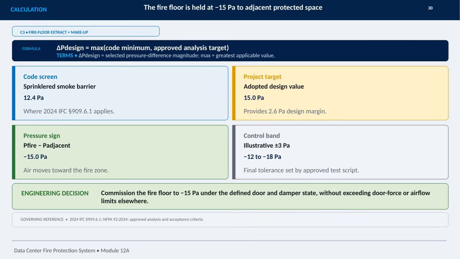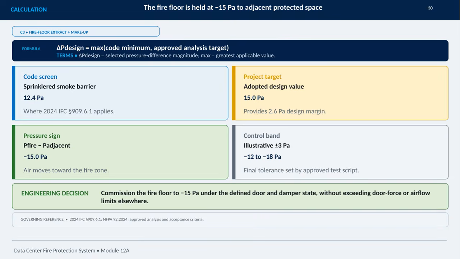This slide defines the pressure calculation for the fire floor extract and makeup system. The key design choice is a fire floor pressure of negative 15 pascals relative to the adjacent protected space. The calculation begins by selecting the greater of the applicable code minimum and the approved analysis target. Where 2024 IFC Section 909.6.1 applies to a sprinklered smoke barrier, the code screen is 12.4 pascals. The project adopts 15.0 pascals, which provides a 2.6 pascal design margin above that minimum.